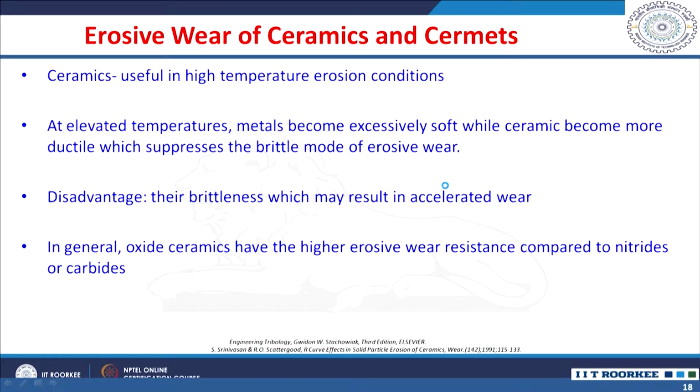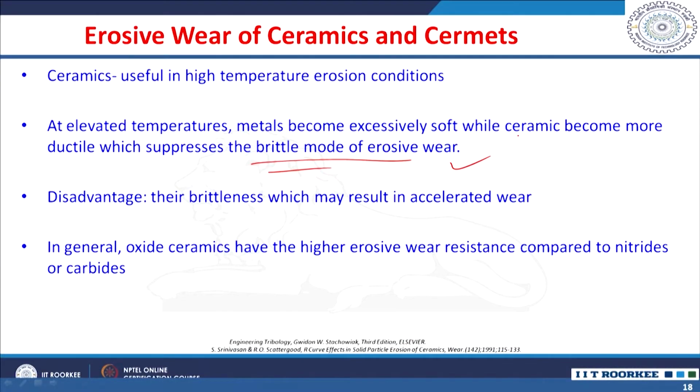If you look at the ceramics and cermet materials, these materials are useful mainly in high temperature erosion conditions. Why? At elevated temperatures metals become excessively soft, whereas ceramics become more ductile, which suppresses the brittle mode of erosive wear. So, you can have an advantage if you use the ceramic or cermet material in high temperature erosive conditions. So, we will also see certain case studies where this point will be highlighted.